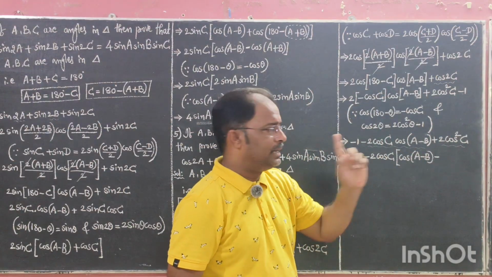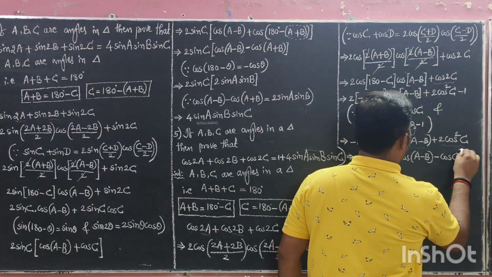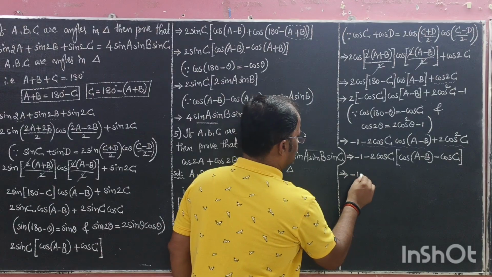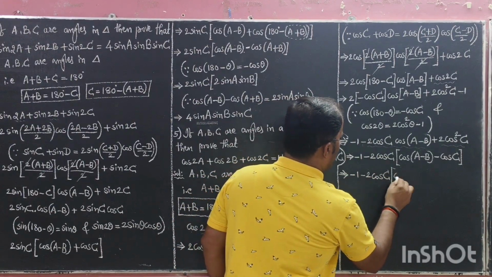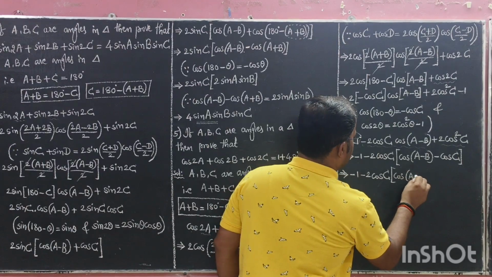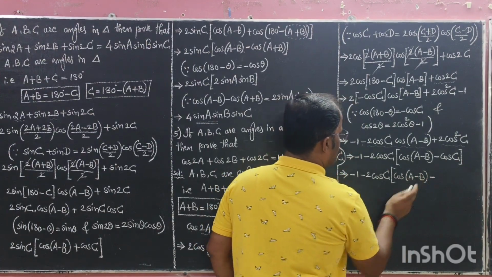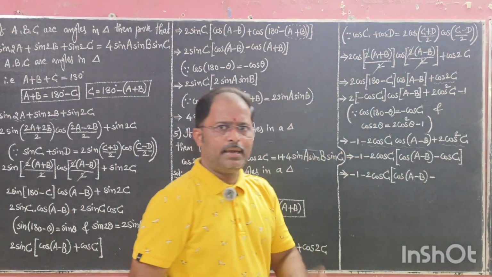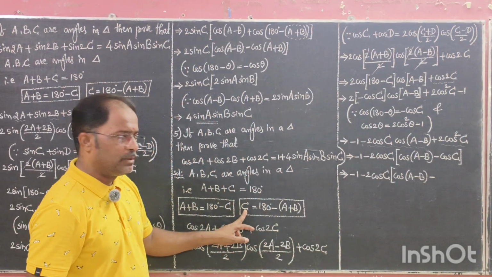Cos C common, remaining one more cos is there. Then again minus 1 as it is, minus 2 cos C common as it is, and again cos of A minus B as it is. See, the first one is in terms of A, B, so we need here also A comma B, meaning the capital C formula. What is the capital C formula?